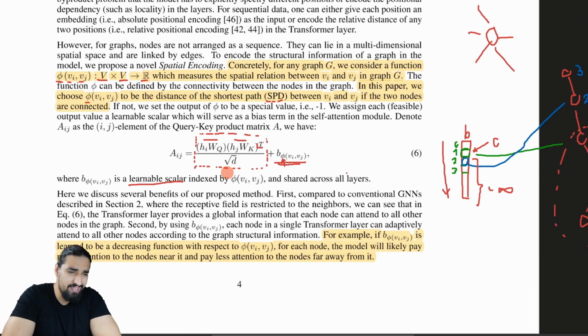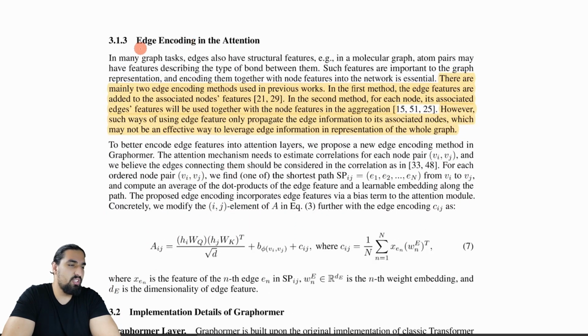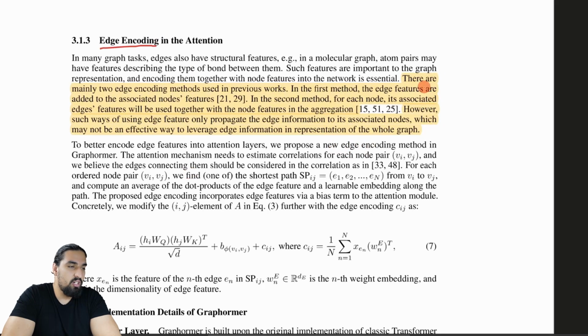Okay, that's the second important encoding. And the third one and the final one is this edge encoding. And they said here there are mainly 2 edge encoding methods used in previous works. In the first method, the edge features are added to the associated node's features. In the second method, for each node, its associated edge feature will be used together with the node features in the aggregation. However, such ways of using edge features only propagate the edge information to its associated nodes, which may not be an effective way to leverage edge information in the representation of the whole graph.